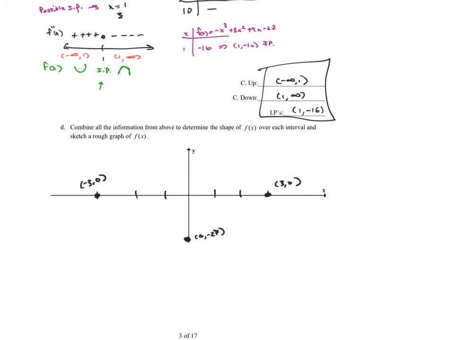Now let's look at the information we got from step 2. From step 2, I realized I had a minimum at the point (-1, -32), so I'll plot a little point right there, (-1, -32), and I'm just going to write minimum right here. And then I also realized that I had a maximum at the point (3, 0), so I know that point is a maximum. Great.